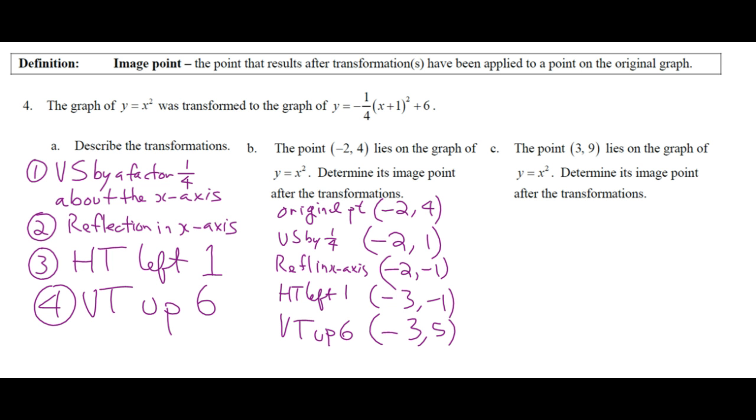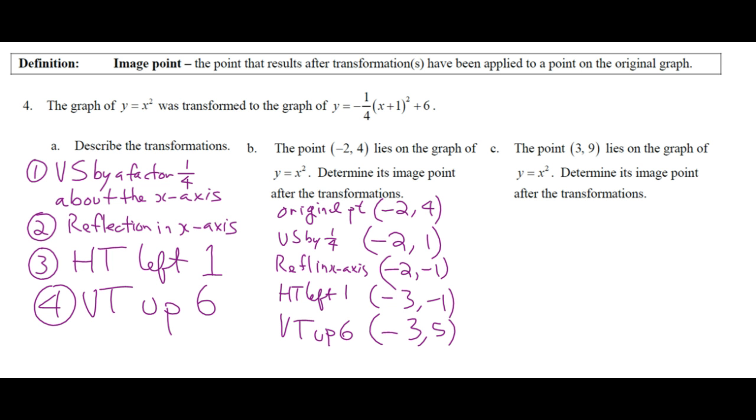Okay, so looking at that, we kind of see there's a little bit of a pattern, or there's something going on there. And what is it? It's that the vertical stretch only affects the y value, right? The reflection in the x-axis only affects the y value. So what's the only thing in there that affected the x value? The horizontal translation left 1. That's the only thing that's going to affect the x. Otherwise, all three of the others only affect the y value.